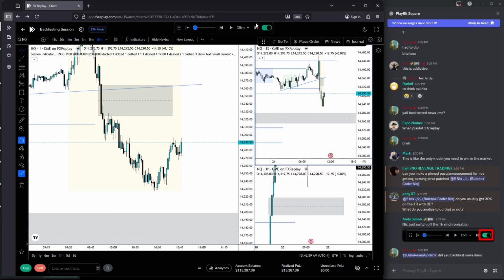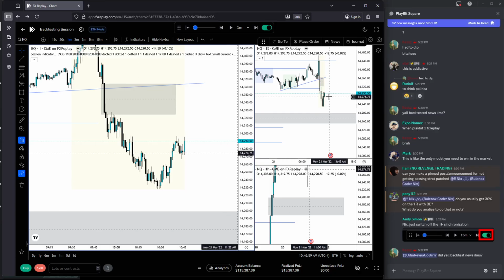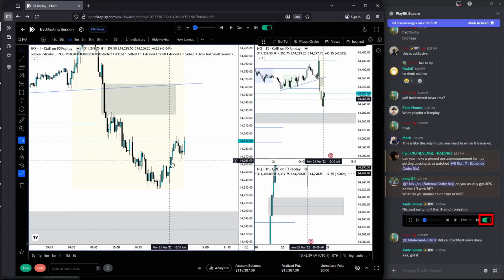Oh yeah. The thing I want is time frame synchronization for the 2 minute and 3 minute, but sometimes it doesn't work. I don't know why. But that's why I essentially want that to happen.